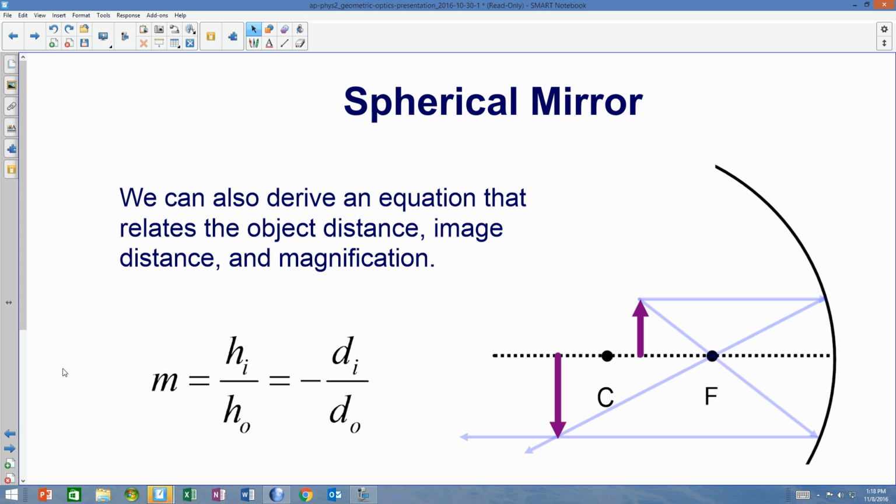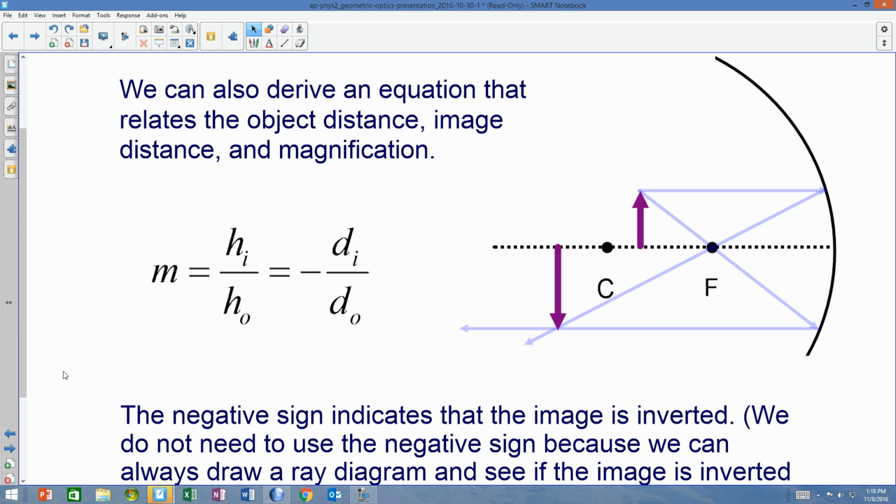We can also derive an equation that relates the object distance, image distance, and the magnification. The magnification is equal to the image height divided by the object height. But it's also equal to the negative DI over DO. And let me draw this like this. A lot of times students will say, oh, it's a negative DI, so that negative takes care of it. And that's not what it means. If you get a negative DI, you put a negative DI in here, and then you put a DO in here, and then a negative times a negative gives you a positive magnification.